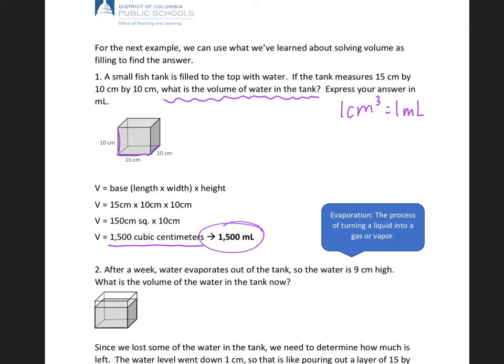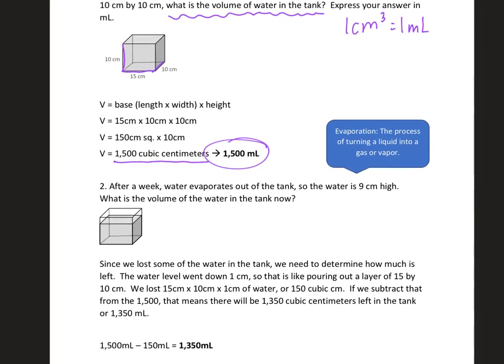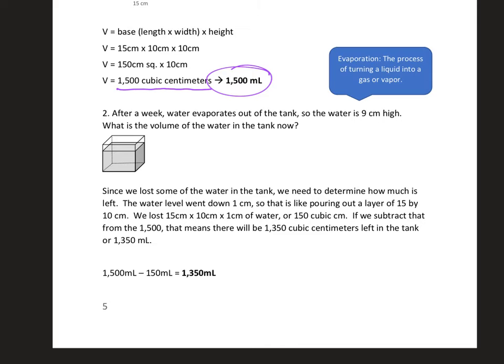Remember, if you're talking about liquid, you can't say that the volume is measured in cubic centimeters. We're talking about liquid, and we measure liquids with things like liters and milliliters. So we have to say the volume of the water in the tank is going to be 1,500 milliliters. Now the next problem says, after a week, water evaporates out of the tank. So now the water is 9 centimeters high. Remember, when we started, the tank had a height of 10 centimeters originally.